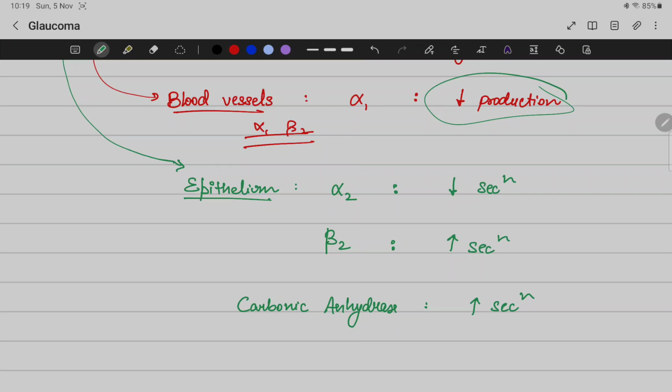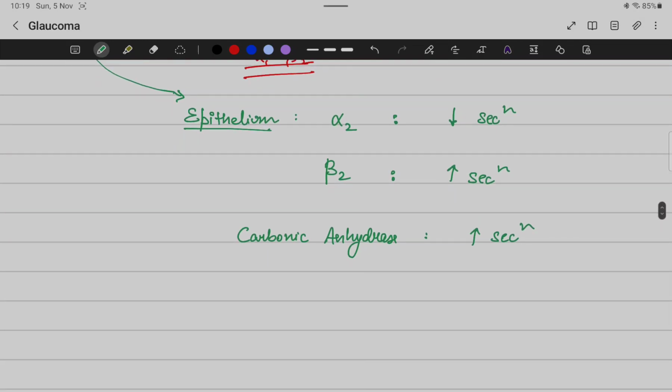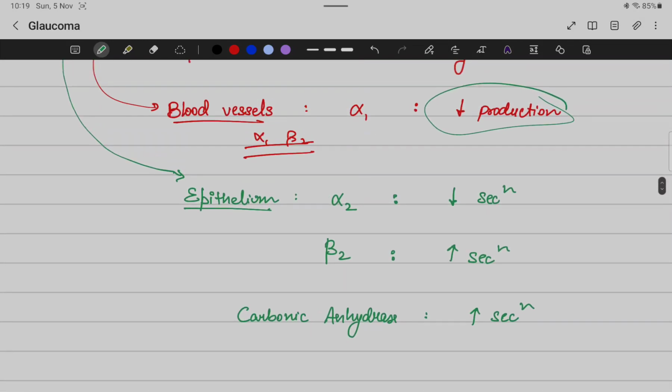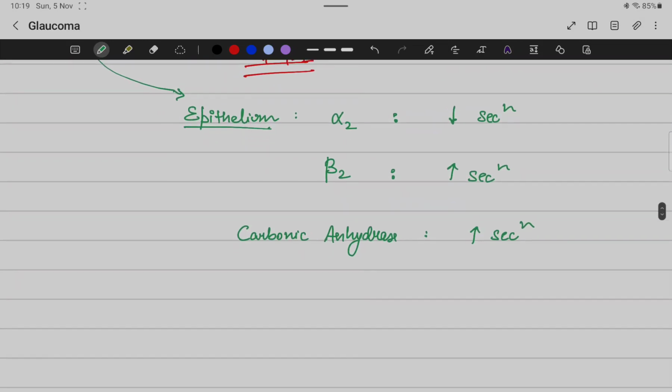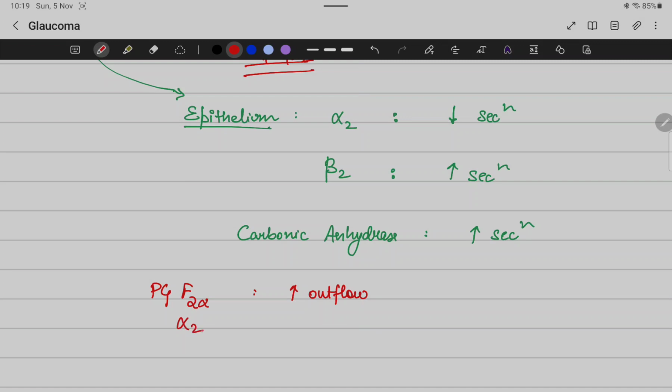So let's talk a little bit about what drugs we are going to use. But before that, these were all the factors influencing the formation. What can influence the drainage? There is this thing called prostaglandin F2 alpha. This increases the outflow of humor, and also your alpha 2 stimulation increases outflow.